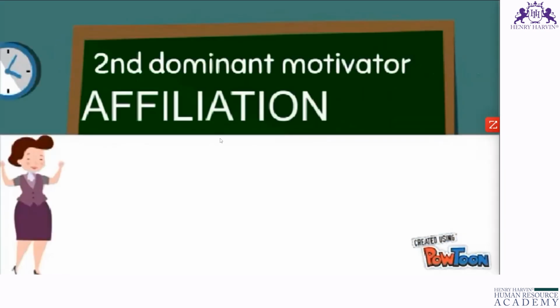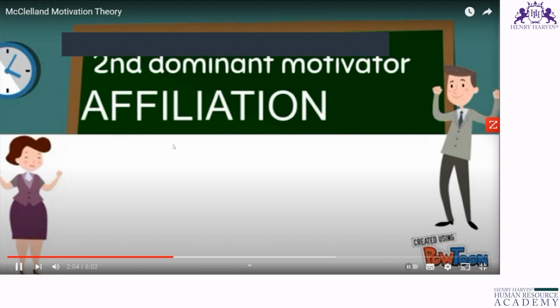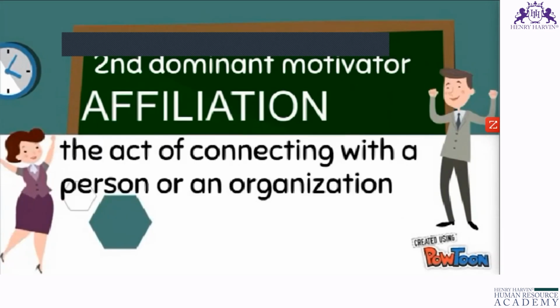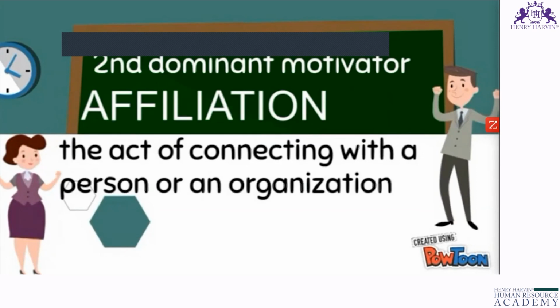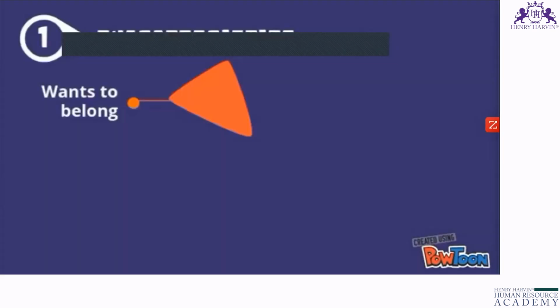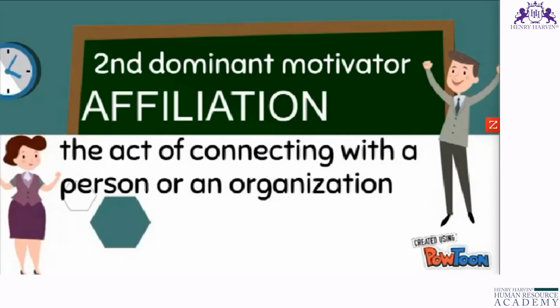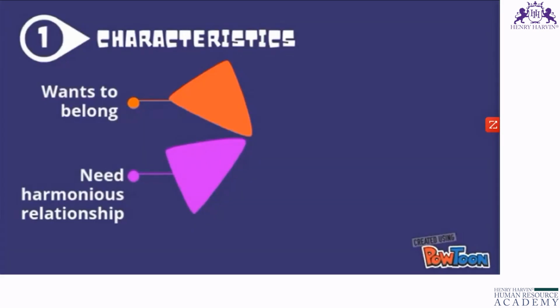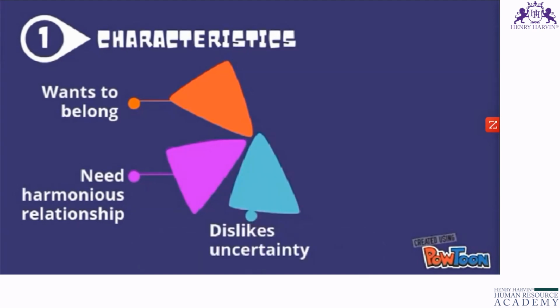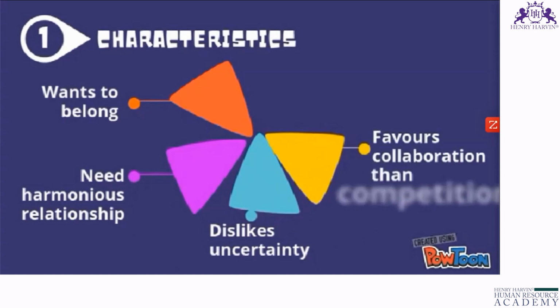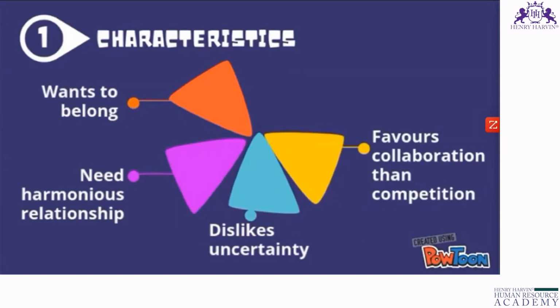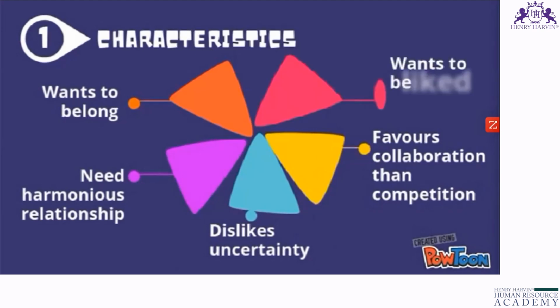The second dominant motivator is affiliation. This need emphasizes the act of connecting with a person or an organization. Now let us look at the characteristics found under the affiliation need. The first one is that this person wants to feel they belong to a group. The second one is they need harmonious relationships with other people and need to feel accepted by them. Third, they dislike uncertainty. Next, they favor collaboration over competition or prefer work that provides significant personal interaction. Lastly, they want to be liked by their friends.